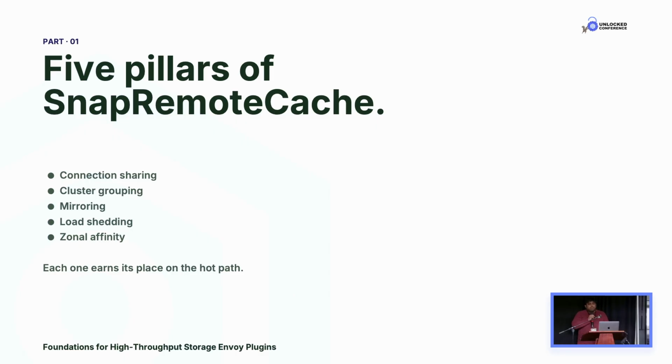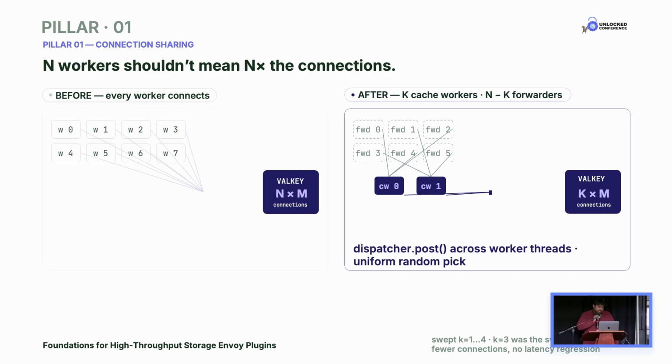So let's talk about the 5 pillars. The first pillar is called connection sharing. Let me talk about the problem.